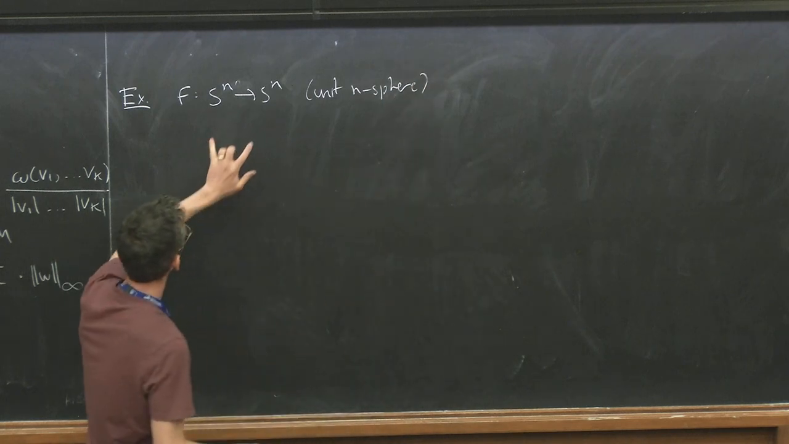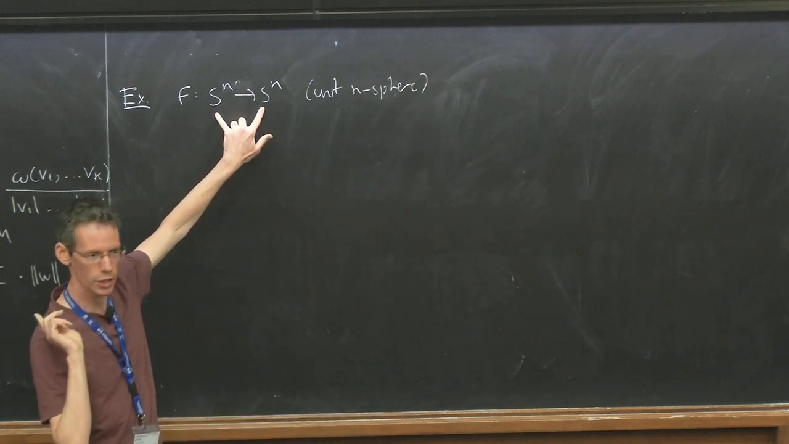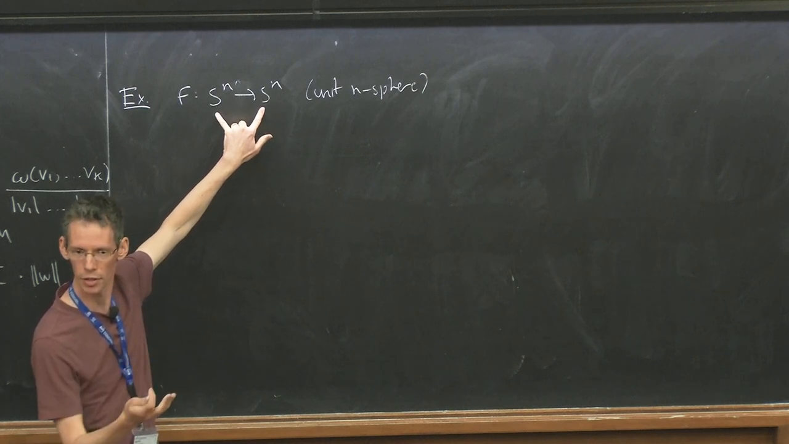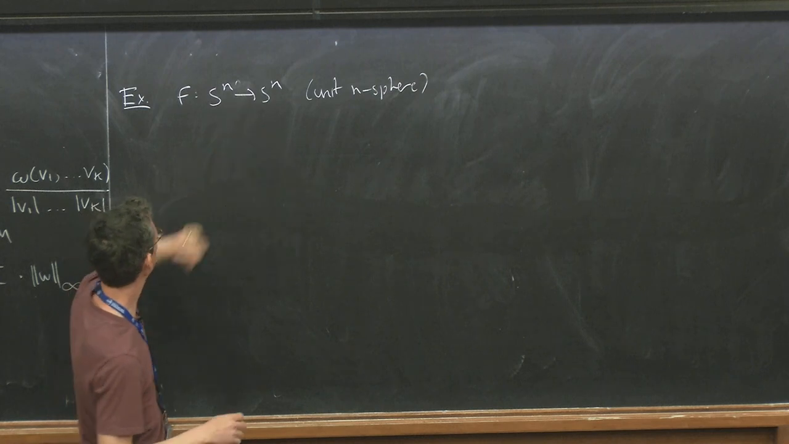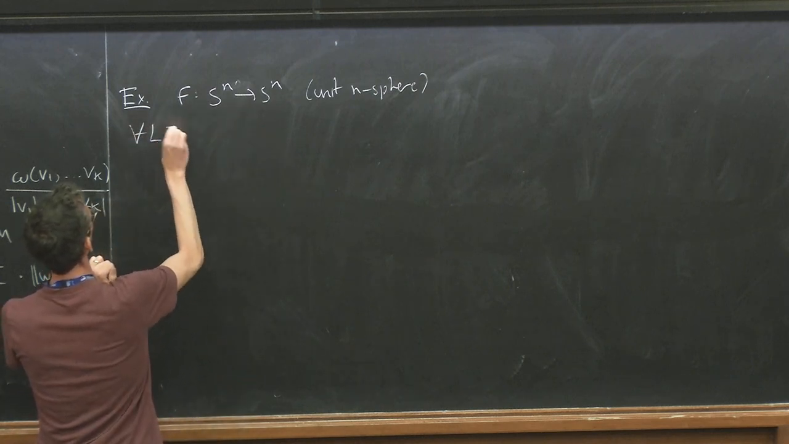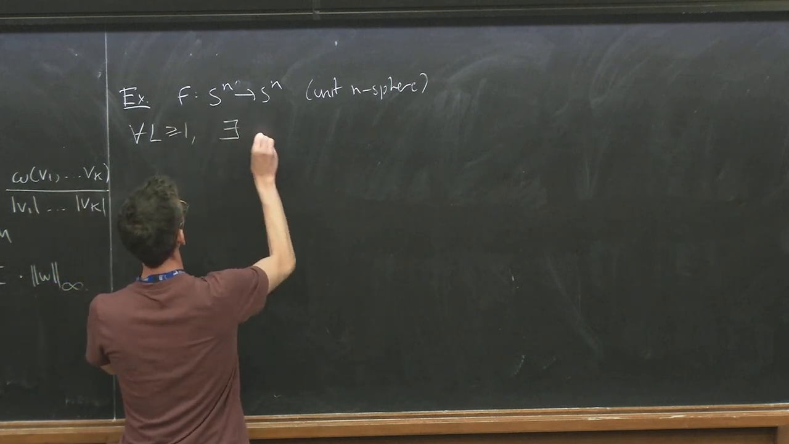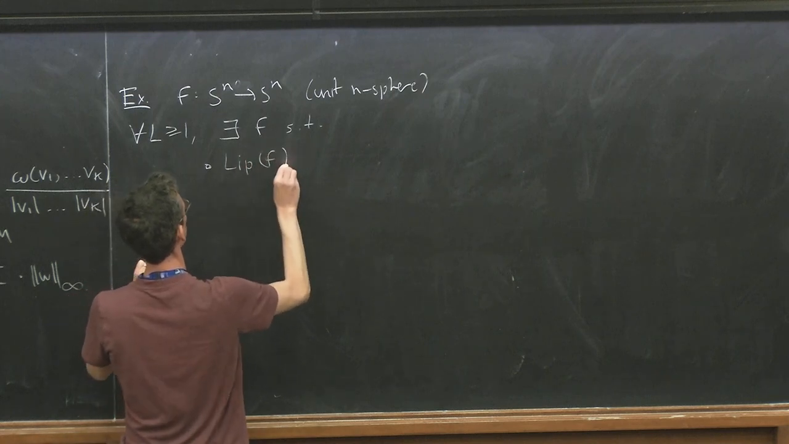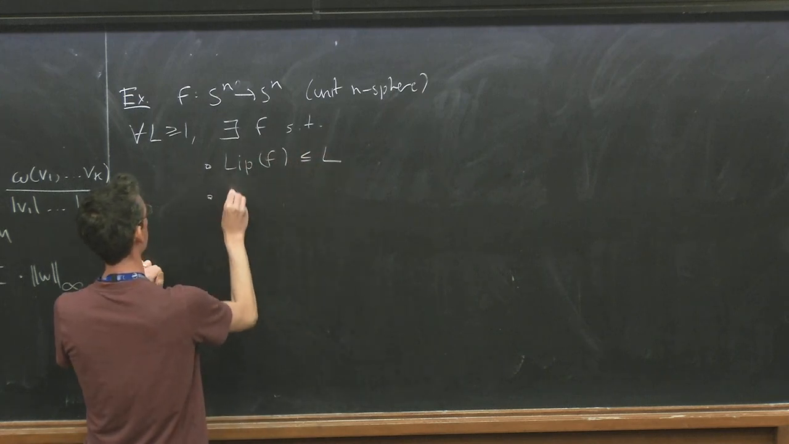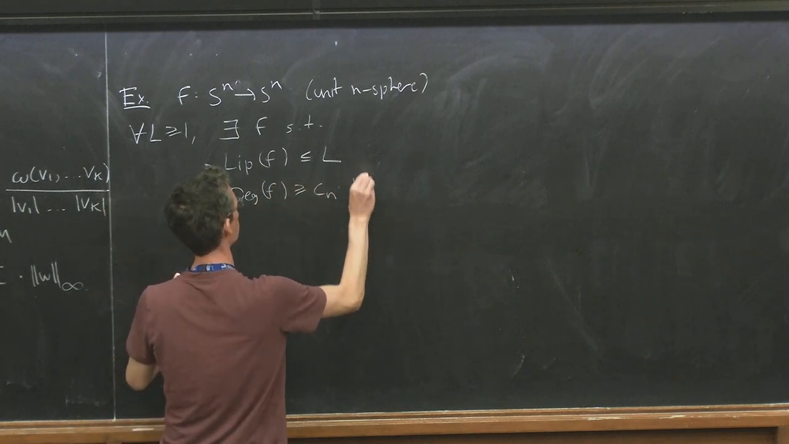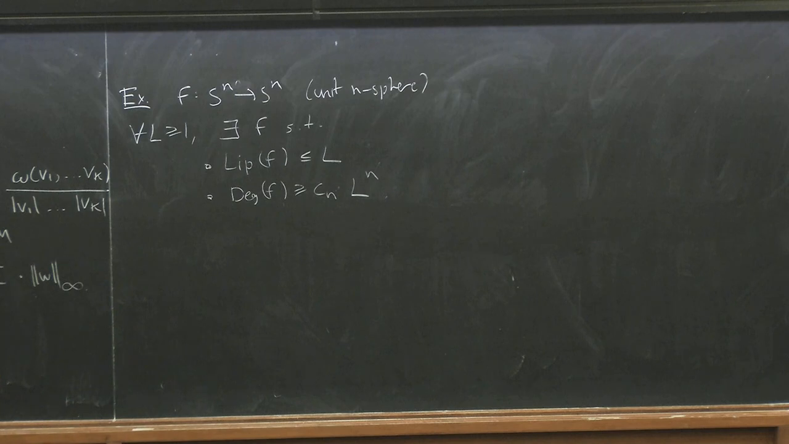Okay. So these have the same volume, so the volume factors just cancel. And the proposition says the degree is at most Lipschitz constant to the n. And that's accurate up to a constant factor. So for every L at least one, there exists a map F with the following properties. Its Lipschitz constant is at most L, and its degree is at least some dimensional constant times L to the n, positive constant.